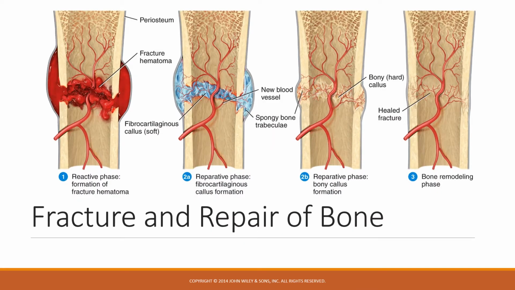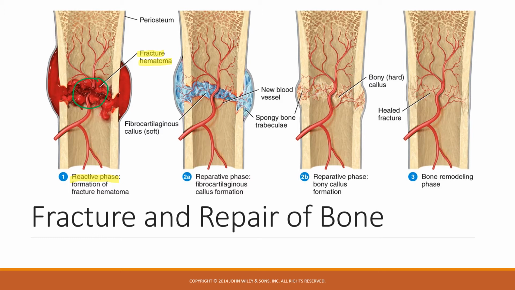So during the reactive phase, which is the first phase, this is when blood vessels crossing the fracture line are broken. You can see here these blood vessels are broken. Blood leaks from the torn ends of the vessels, and a mass of blood, which is usually clotted, forms around the site of the fracture. This mass of blood, called a fracture hematoma, usually forms about 6 to 8 hours after injury.